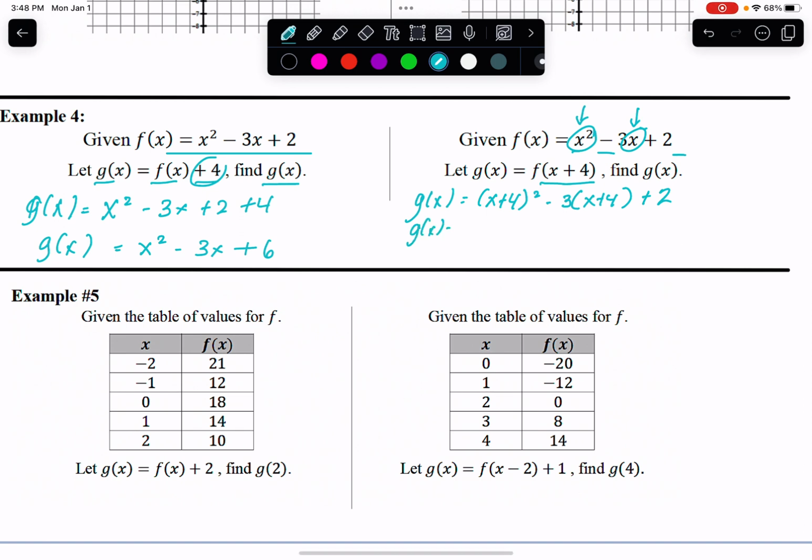So g of x would be x squared plus 8x plus 16 minus 3x minus 12 plus 2, which gives you, let's simplify that, x squared plus 5x and plus, we have 16 minus 12 is 4 plus 2 is 6. So g of x equals x squared plus 5x plus 6. So that's how you would do it algebraically.